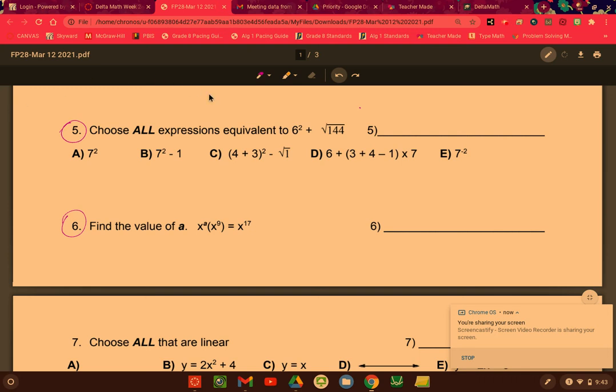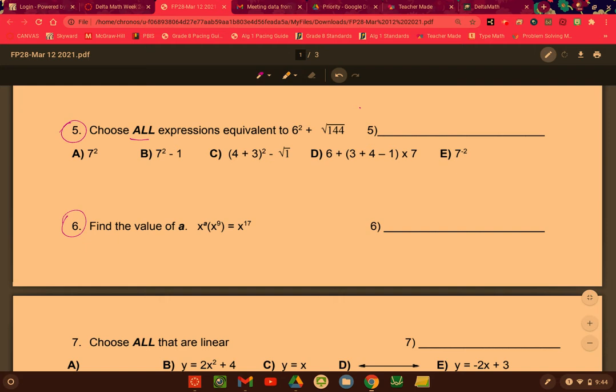Hello. We are going to work on our Friday paper from week 28, due March 12th. So I'm going to start with problem number 5. It says choose all expressions that are equivalent to 6 squared plus the square root of 144.